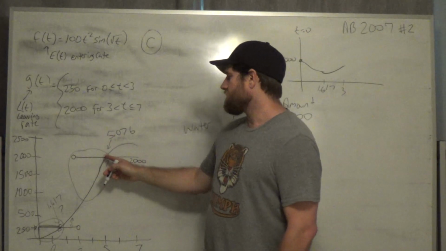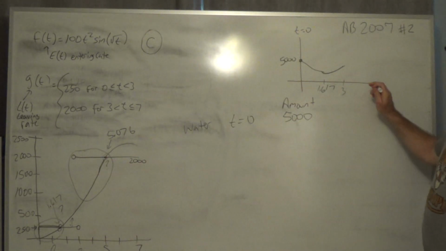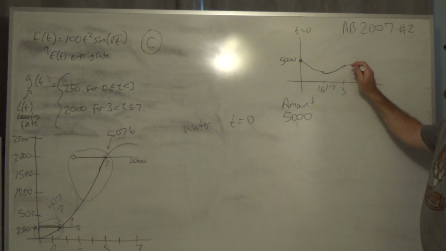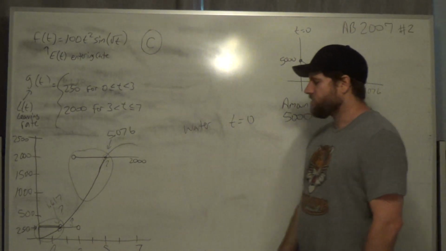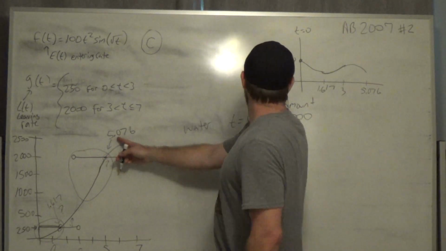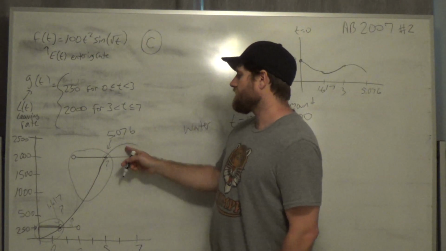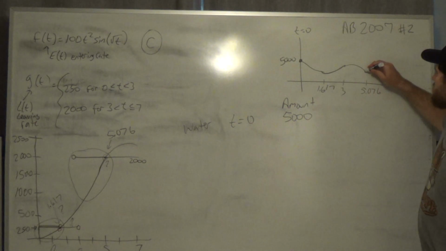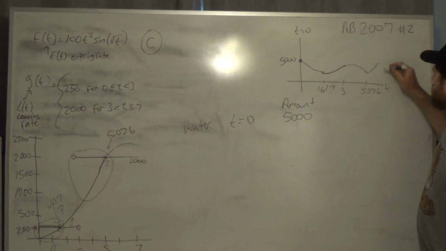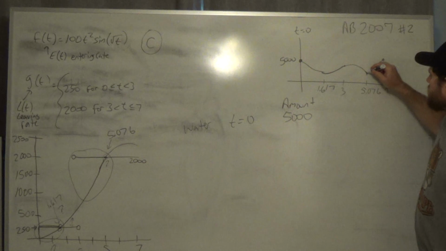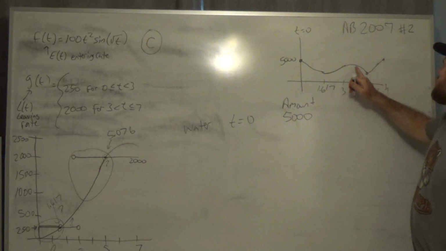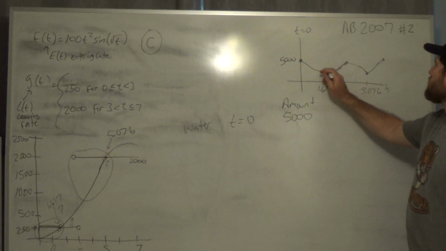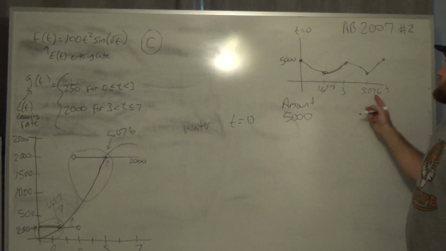And then from 3 to 5.076, it switches, meaning the amount's going to decrease. And then finally, from this 5.076 to 7, the increasing is greater than the decreasing, so it's going to go up.